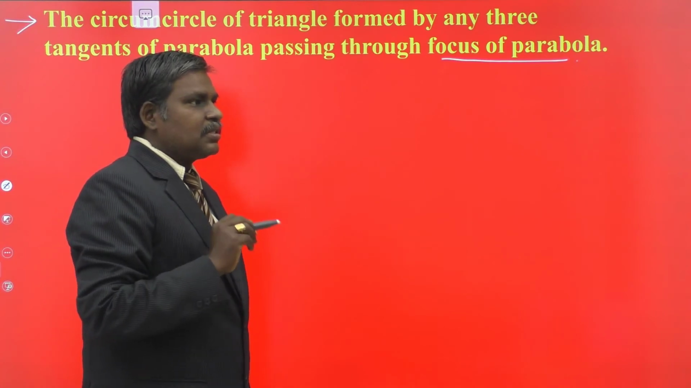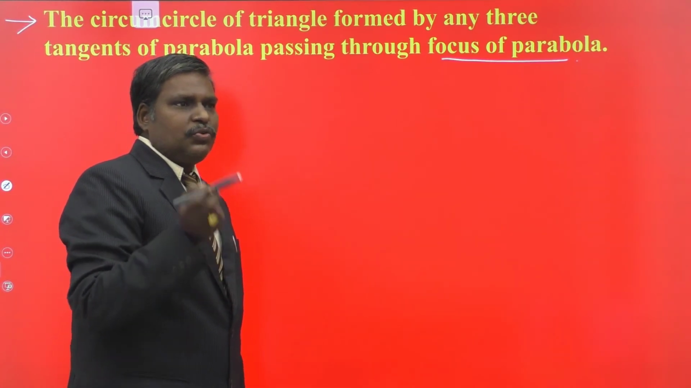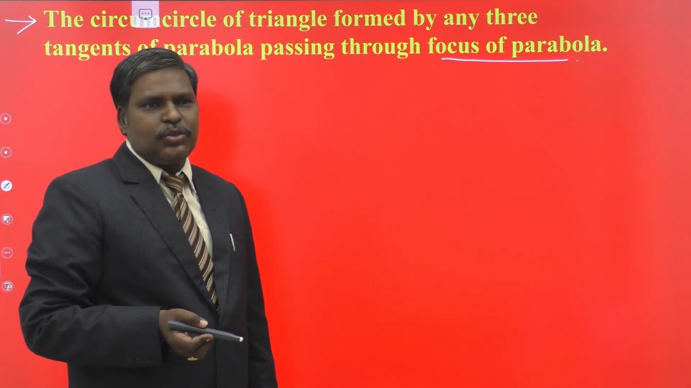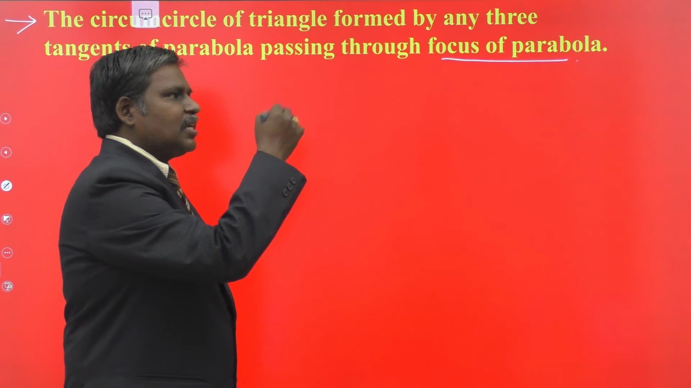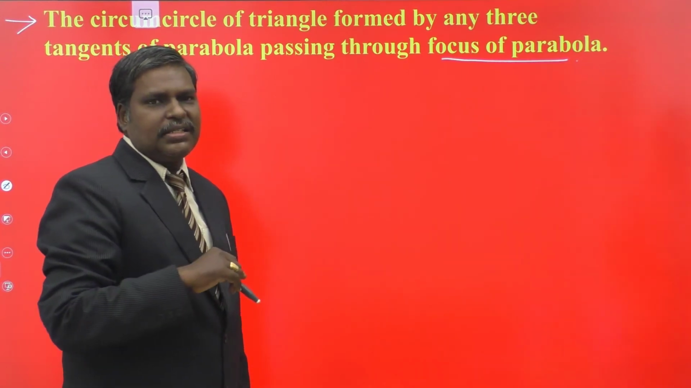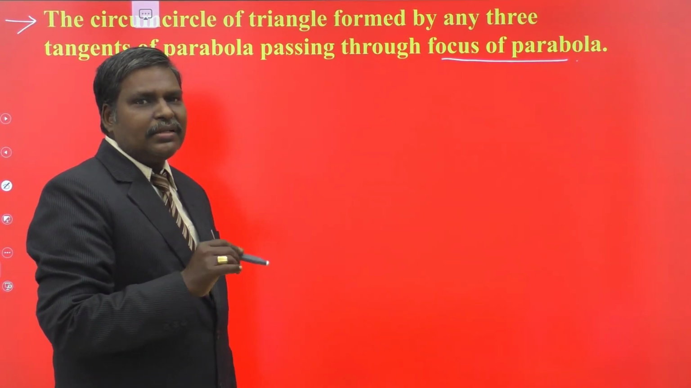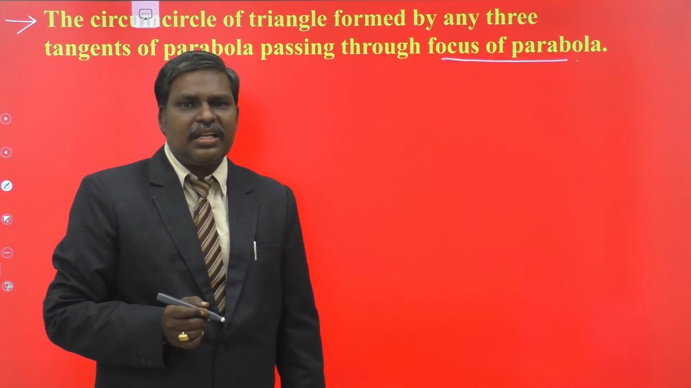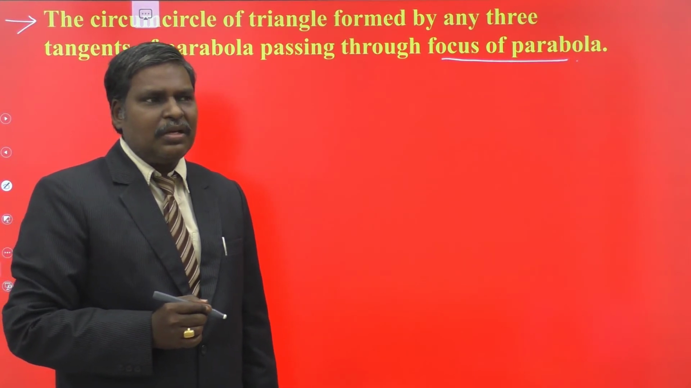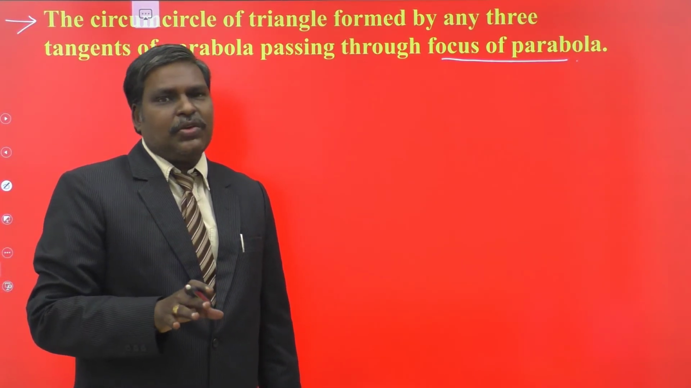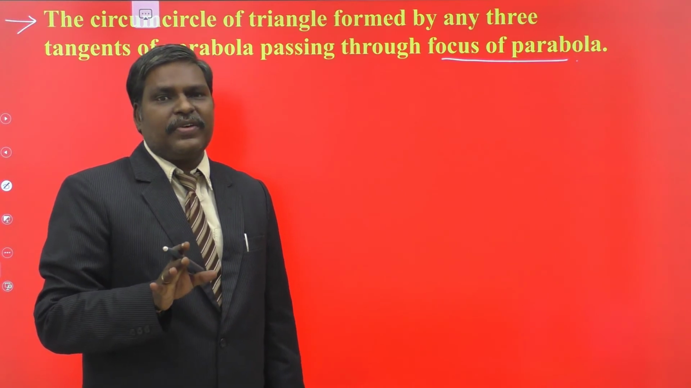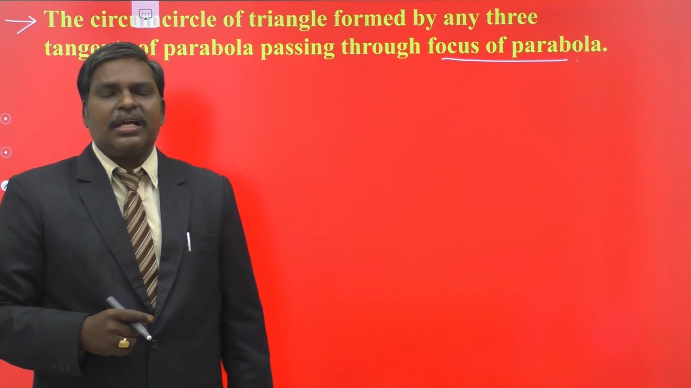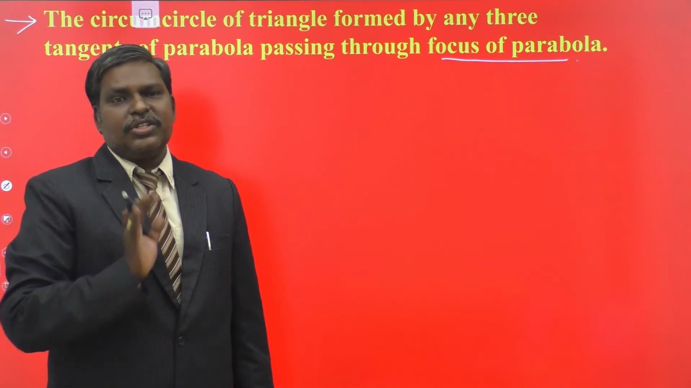Imagine the circumcircle. That means you first form a triangle with the three tangents to the parabola and draw the circle passing through those 3 points. You have to show that the circle passes through the focus of the parabola. That means you have to find the equation of the circle passing through the 3 points of intersection of the tangents, and substitute (a, 0). If it satisfies, then your job is over.